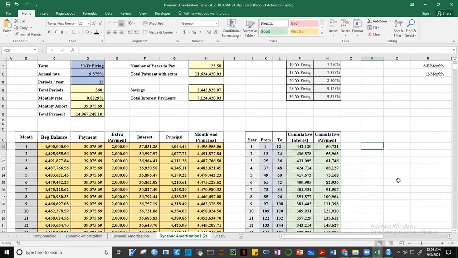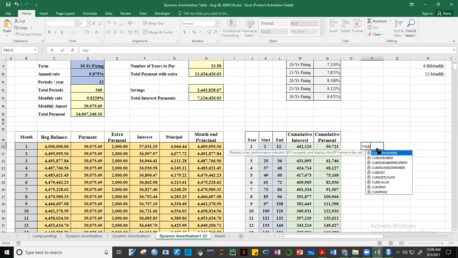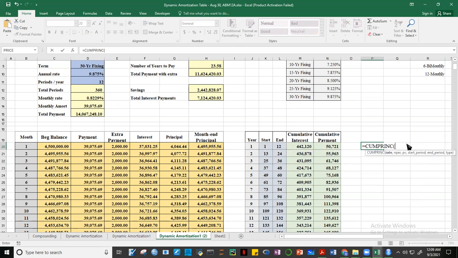No? Bali, ito yung start natin. Start of the, sa corresponding year, ito yung start ng month niya at saka end. Okay? Start and end, or from and to. Okay, sa cumulative payment naman, it's exactly the same function, pero ang function is cumulative principal. Cumulative principal payment. So ganun din, rate, NPER, PV, start period, end period, at saka type.